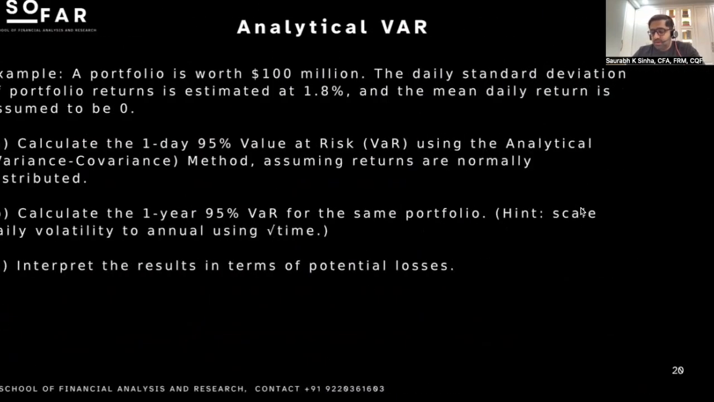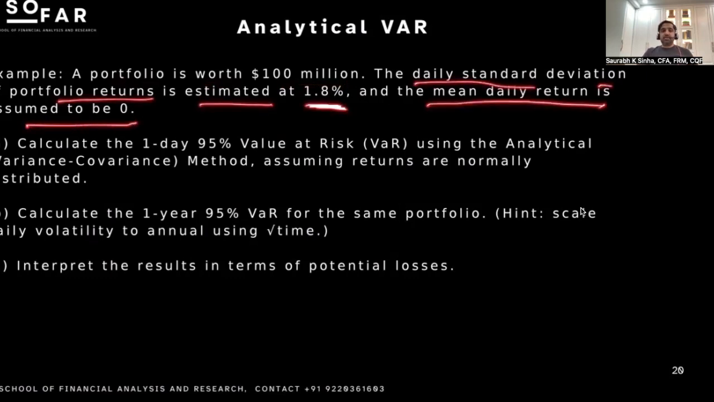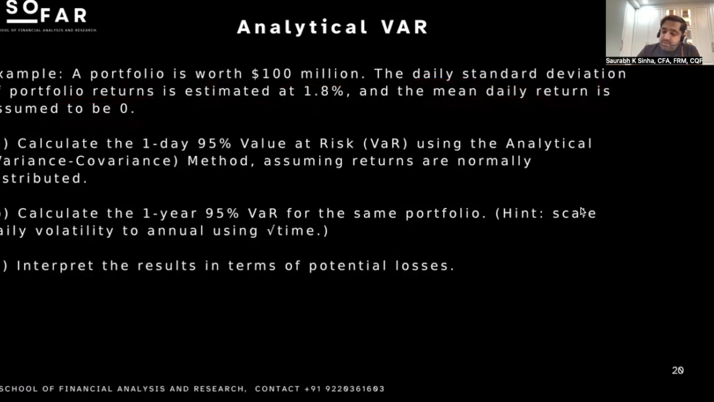Perfect. Now, this one is slightly tough. It is actually testing your understanding of quantitative analysis session 1 and also portfolio management session 2. We discussed a very small concept there in both sessions. A portfolio is worth 100 million. The daily standard deviation of the portfolio return is estimated at 1.8% and the mean daily return is assumed to be 0. Calculate the 1 day, and actually don't assume it to be 0. Let's assume it to be 0.01.